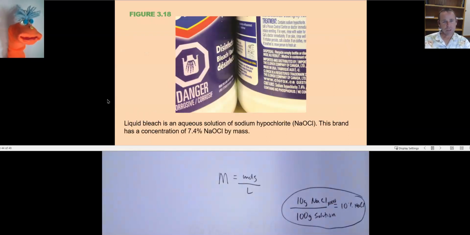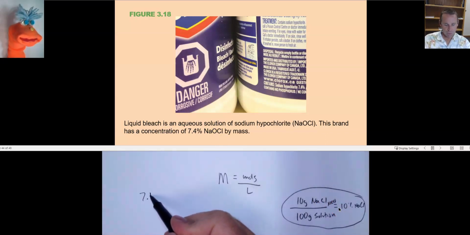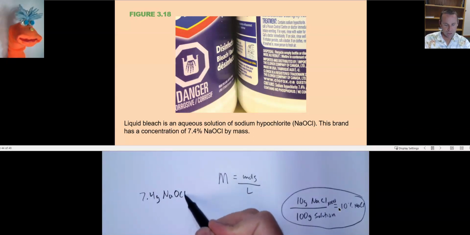All right. So if we see something that says it's 7.4% sodium hypochlorite by mass, 7.4%, right? I could identify its concentration. That means that it's 7.4 grams of sodium hypochlorite, NaOCl, for every 100 grams of solution.